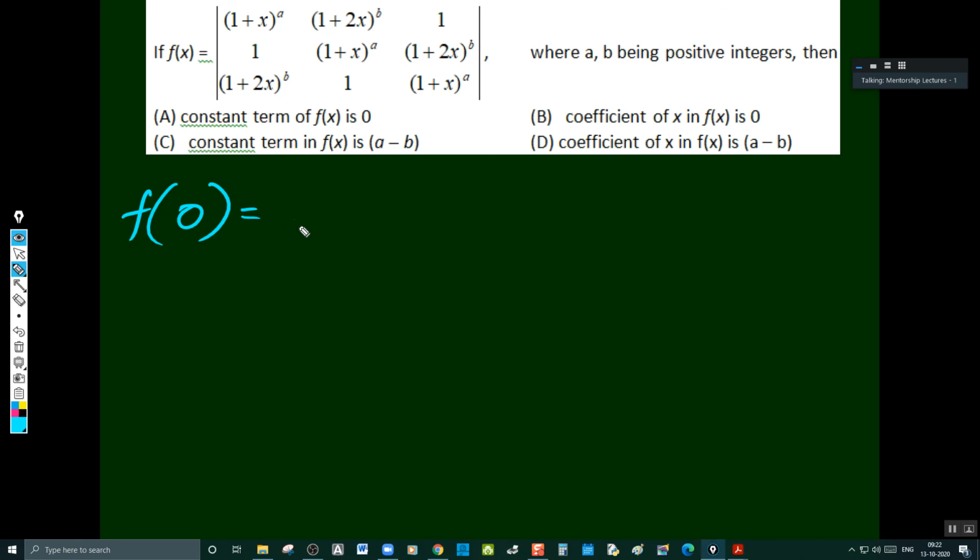Anyone? Tell me what is f of 0 in this case now? All entries are 1, 1, 1. Sir, it is a singular matrix, so we get 0. That's it. So the first option is correct.